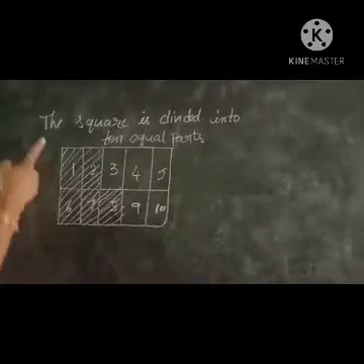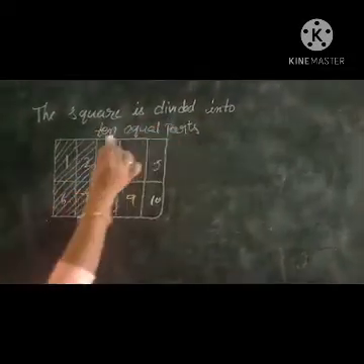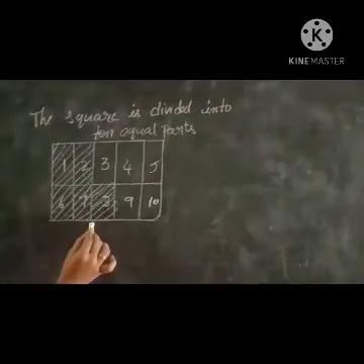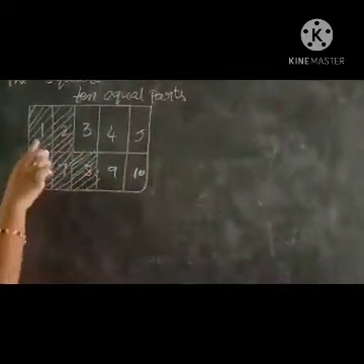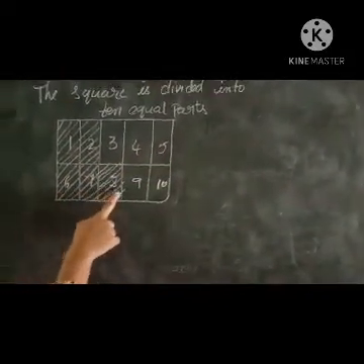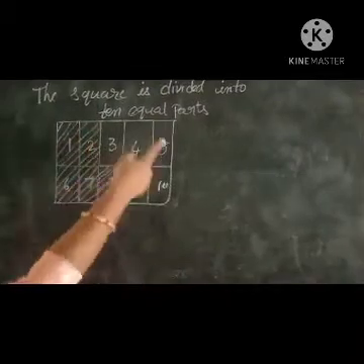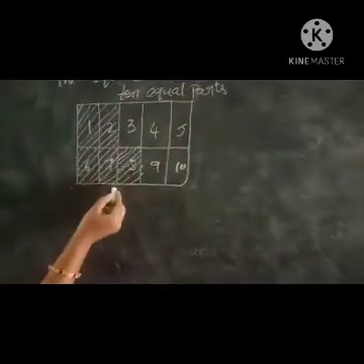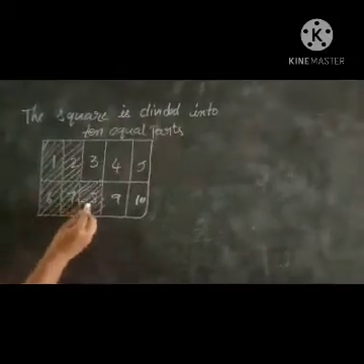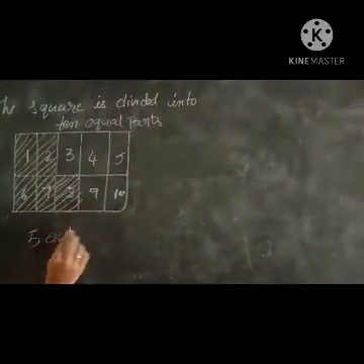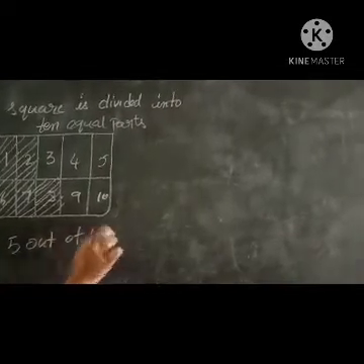Look at this picture. The square is divided into 10 equal parts. How many parts? 1, 2, 3, 4, 5, 6, 7, 8, 9, 10. Total 10 parts are there. In that, how many parts are shaded here, ma? 1, 2, 3, 4, 5. 5 parts are shaded, no? 5 out of 10.